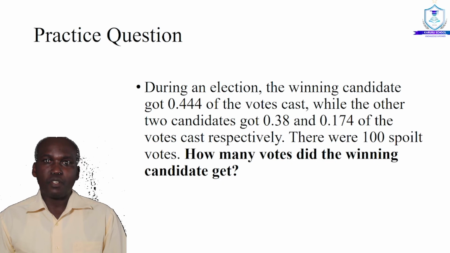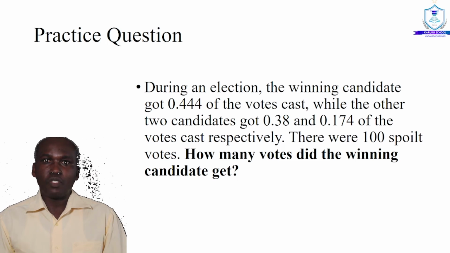During an election, the winning candidate got 0.444 of the votes cast, while the other two candidates got 0.38 and 0.174 of the votes cast respectively. There were 100 spoilt votes. How many votes did the winning candidate get?